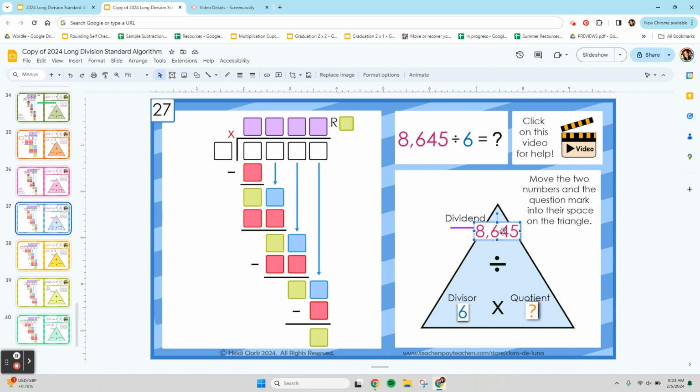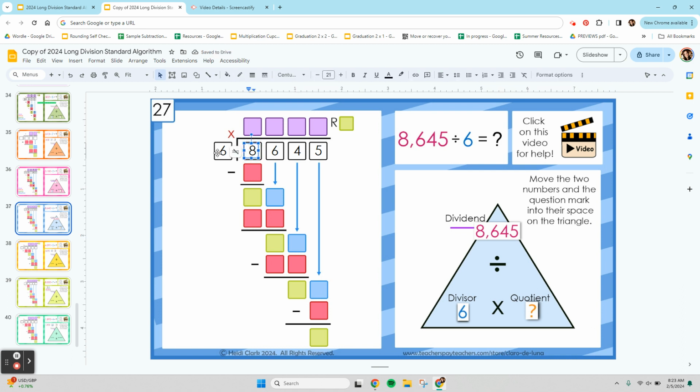Imagine you had 8,645 pretzels and you were dividing them into 6 bags. And you could divide them up, one for you, one for you, one for you, into 6 bags, but that would take forever. So that's why we use what's called an algorithm, which is just where you follow some steps and you do a little bit at a time. So we're going to do each digit at a time.